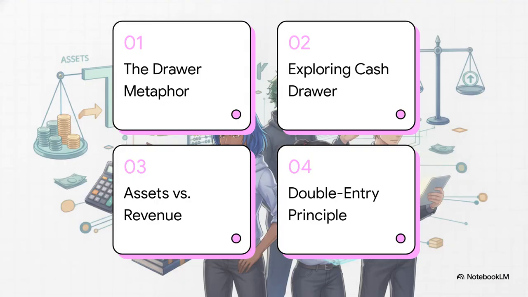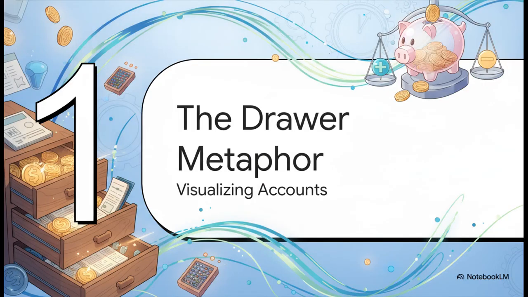Well, here is our roadmap for today. 1. The drawer metaphor. 2. Exploring the cash drawer. 3. Assets versus revenue. And 4. The double entry principle.